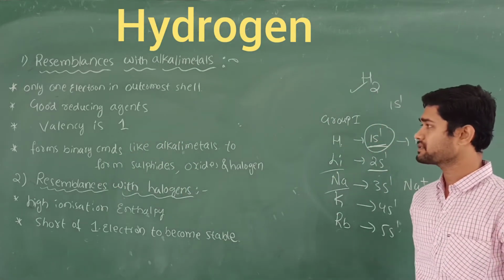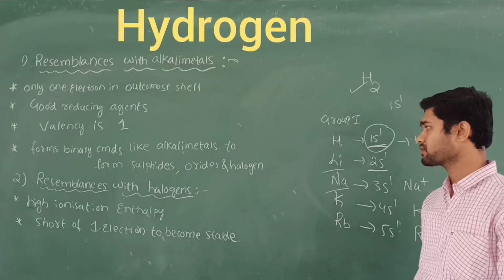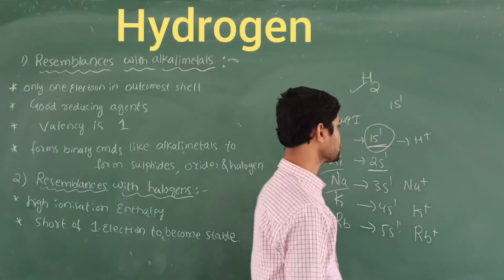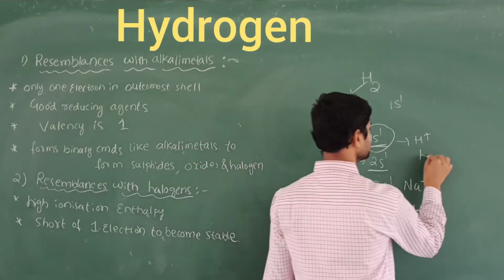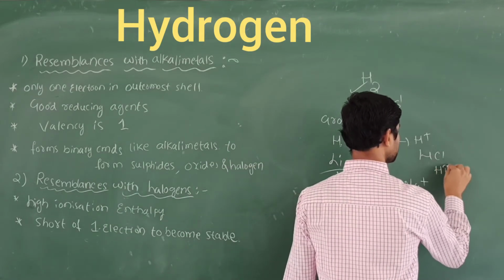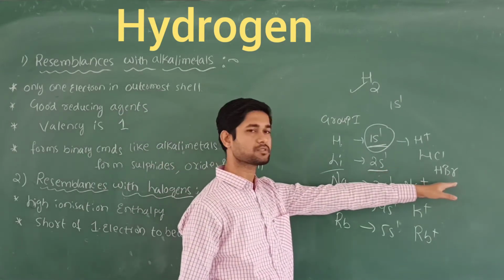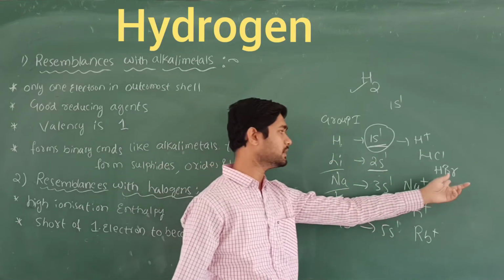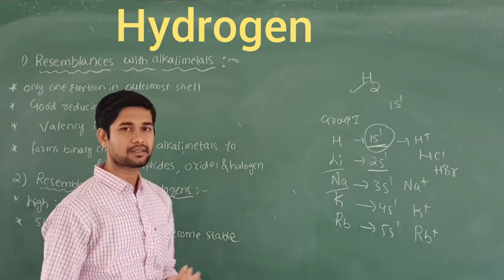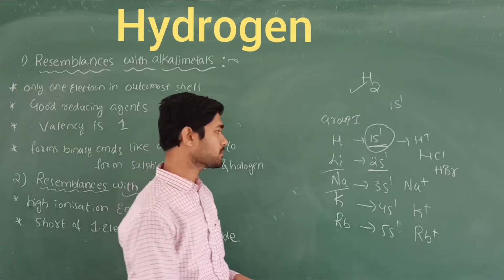And they form binary compounds, like alkali metals forming sulfides, oxides and halides. Hydrogen also reacts with the halogens to form HCl, HBr. Compounds like this they form. Like all the alkali metals, hydrogen is involved in bond formation with the halogens, and also oxides, right? Hydrogen always combines with oxygen, which becomes water.